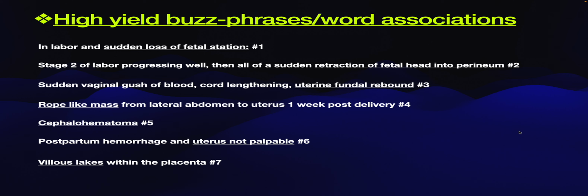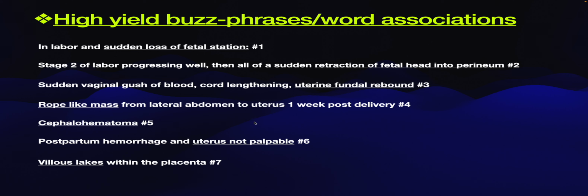Did it twice in the first 3, just to confuse you. But yeah, if you see that uterine fundal rebound, and you get that gush of blood, and all of a sudden the cord's longer than you're expecting, that is pretty indicative of a uterine wall rupture.